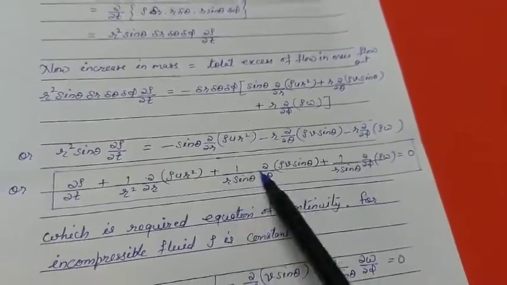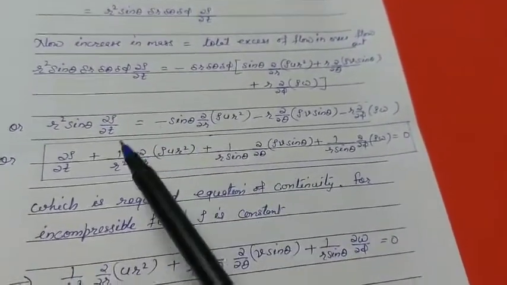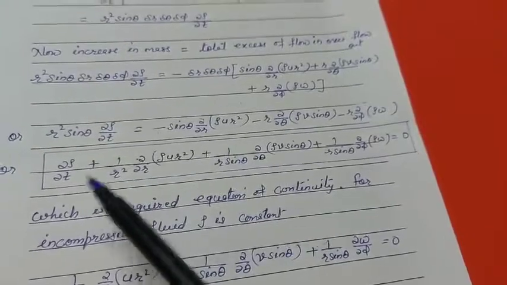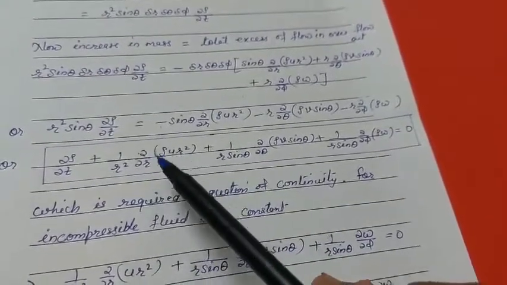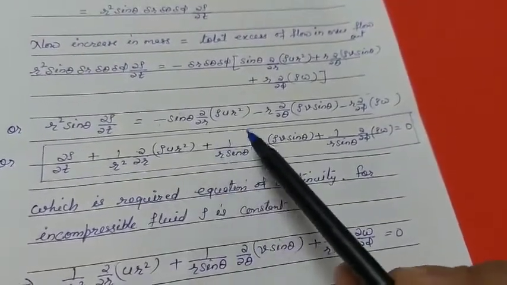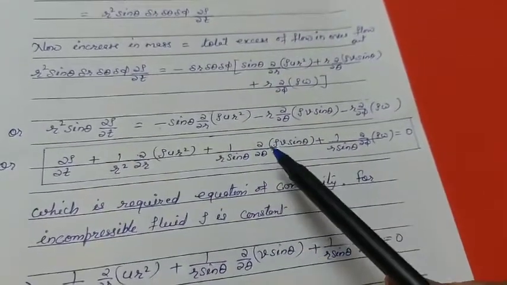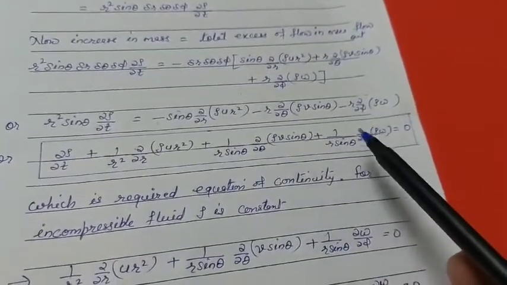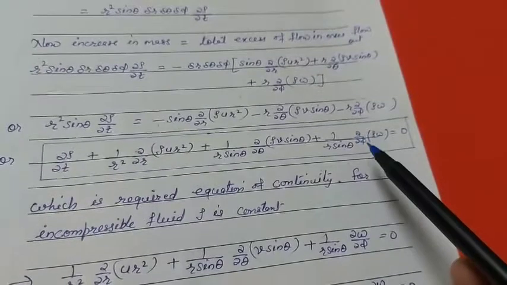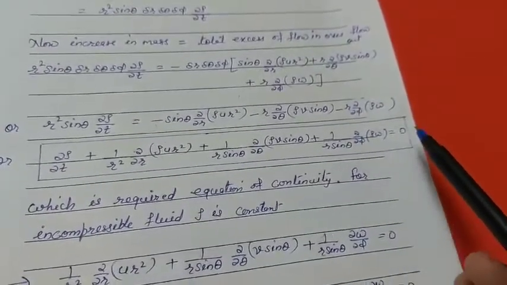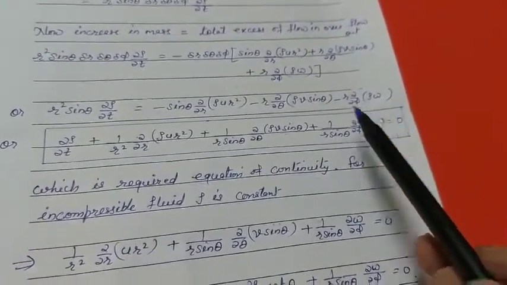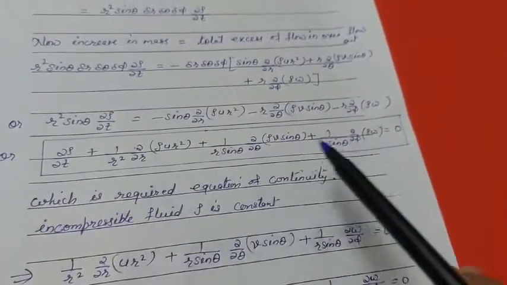So rearranging this, we get del rho by del t plus 1 upon r square del by del r of rho u r square plus 1 upon r sin theta del by del theta of rho v sin theta plus 1 upon r sin theta del by del phi of rho w is equal to 0, and this is the required equation of continuity in spherical polar coordinates.